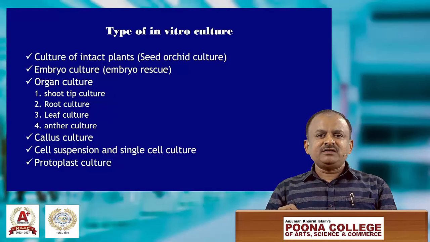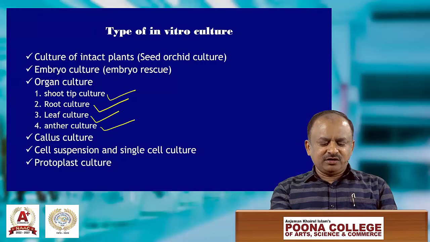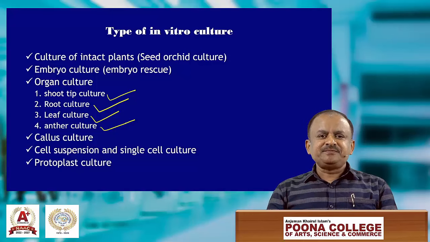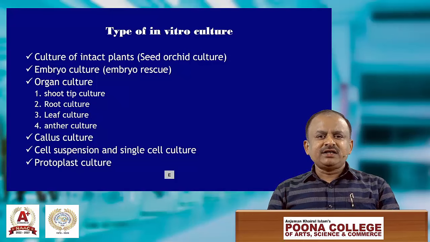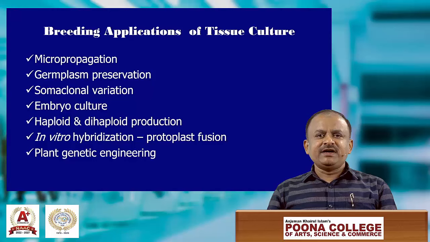Culture of the plant, that is intact plants, seed and orchid culture, embryo culture, and organ culture. Organ culture again is of different types, for example shoot tip culture, root tip culture, leaf culture, then anther culture. And in addition to that, callus culture, cell suspension and single cell culture, and protoplast culture. Now we'll see them one by one.